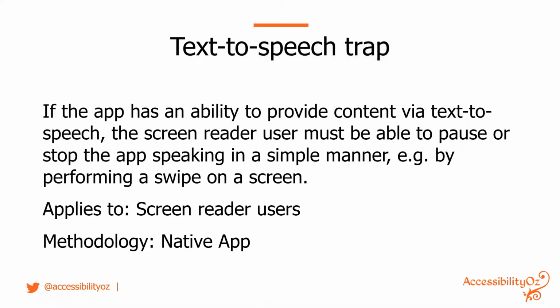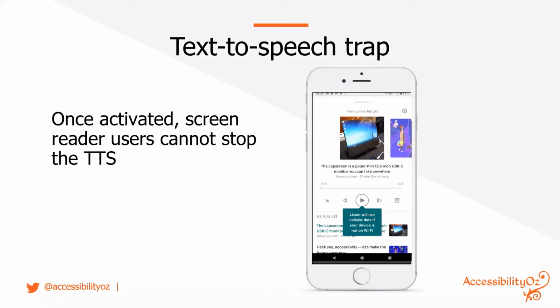Then we have a text-to-speech trap. If the app has an ability to provide content via text-to-speech, the screen reader user must be able to pause or stop the app speaking in a simple manner, e.g. by performing a swipe on screen. Now, this applies to screen reader users only, and the methodology is only native app. So here we've got Pocket, where basically you can play an article, and once you've activated that, the screen reader users can't actually stop the text-to-speech. If they try and pause the text-to-speech, it actually pauses their screen reader, not the text-to-speech.